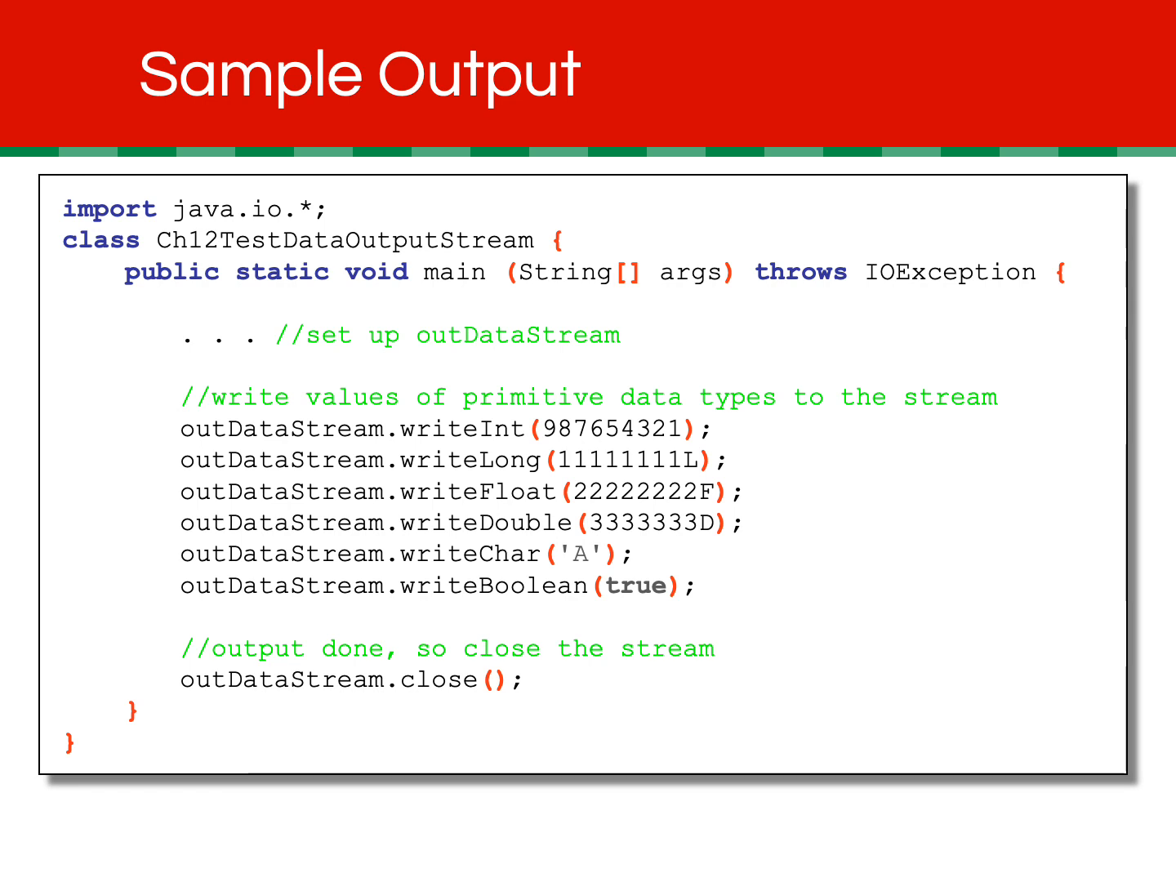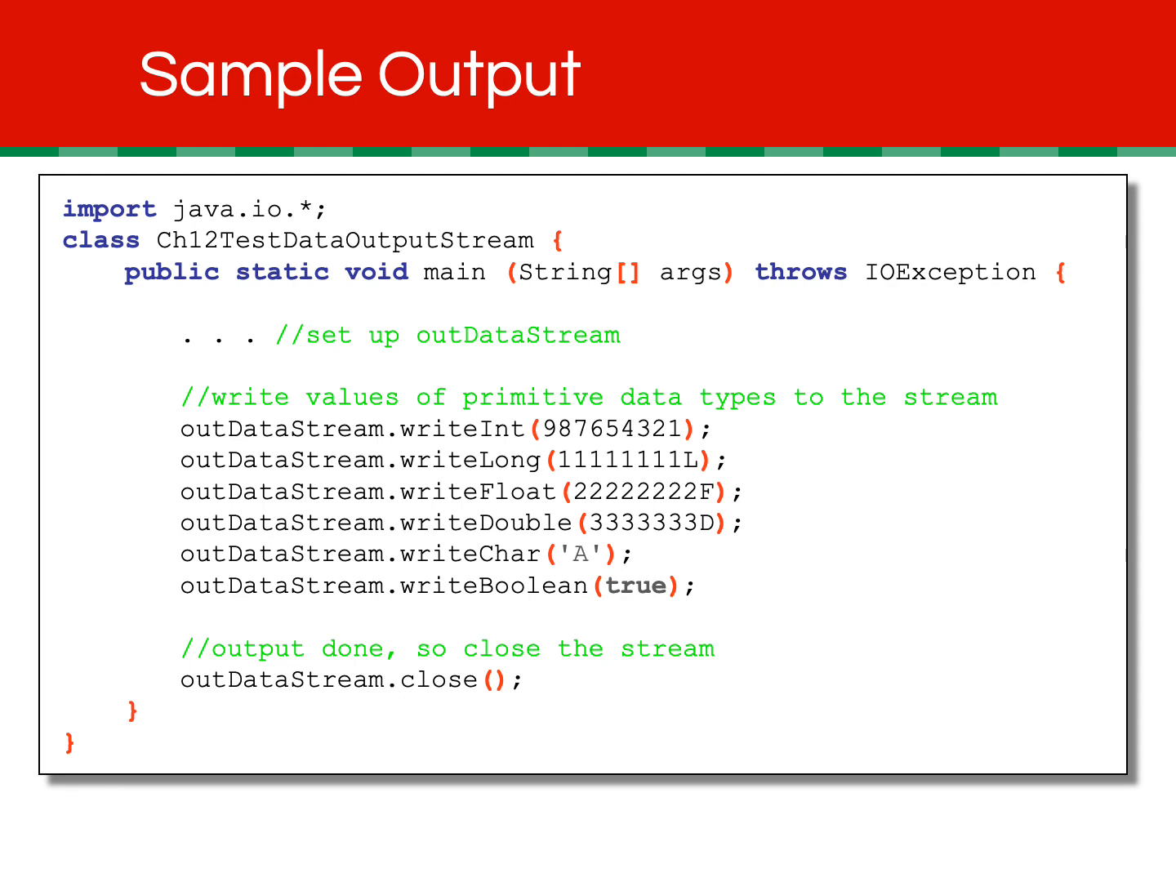The code on this slide shows that we are writing the values of the primitive data types to the stream. For example, we have outDataStream.writeInt(98765431). That means that we want to write data of type int, and that's why we use writeInt. If we want to write data of type char, then we can write outDataStream.writeChar('A').